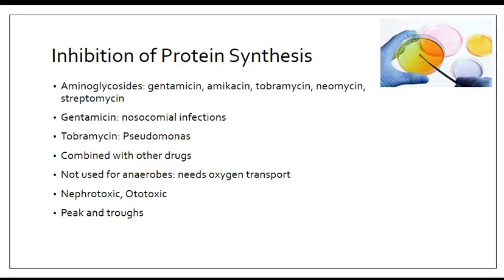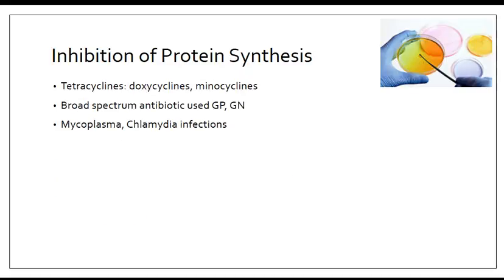There are certain things that can happen if this drug is used at too high a level. It can damage the kidneys and the ears, and serum has to be drawn to closely monitor the levels, especially with gentamicin and tobramycin. Also tetracyclines, doxycyclines, minocyclines, these are broad spectrum, so they're for all kinds of organisms: gram-negatives, gram-positives, even mycoplasma and chlamydia.